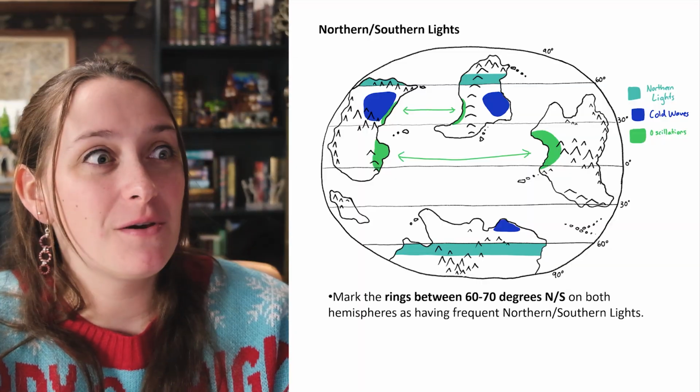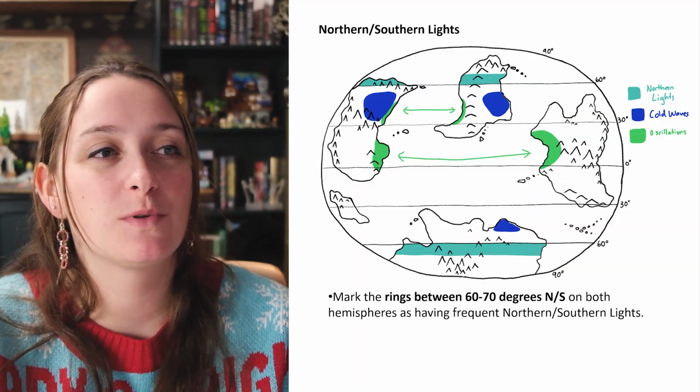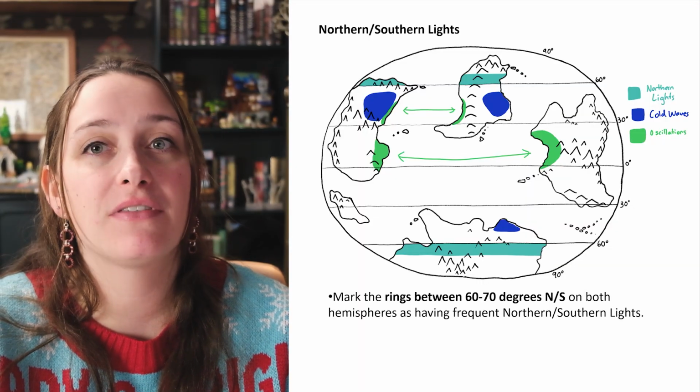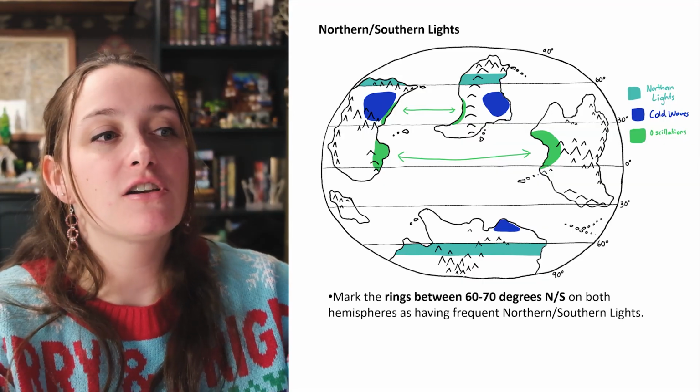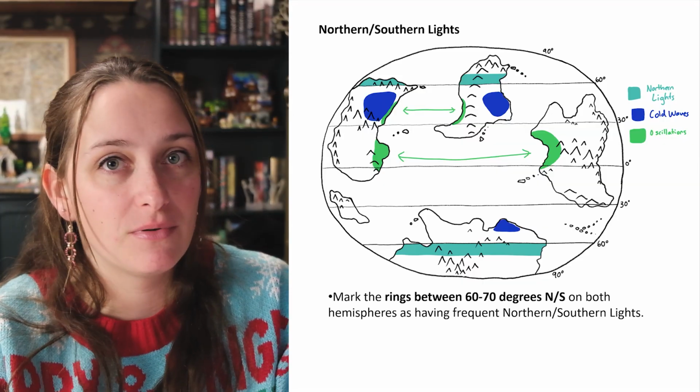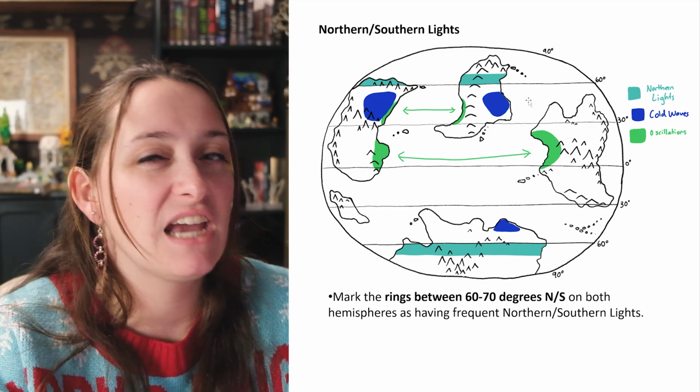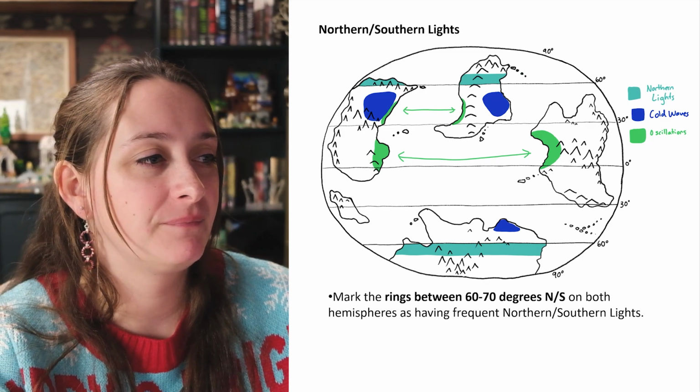So you can see here on this map, I've marked the rings between 60 and 70 degrees north and south in both hemispheres as having frequent northern and southern lights. These are going to be areas where these are kind of a staple in these regions. Ignore the other colors on here for now.